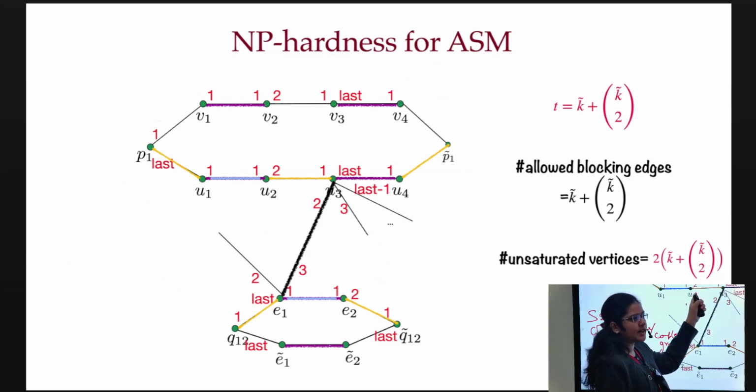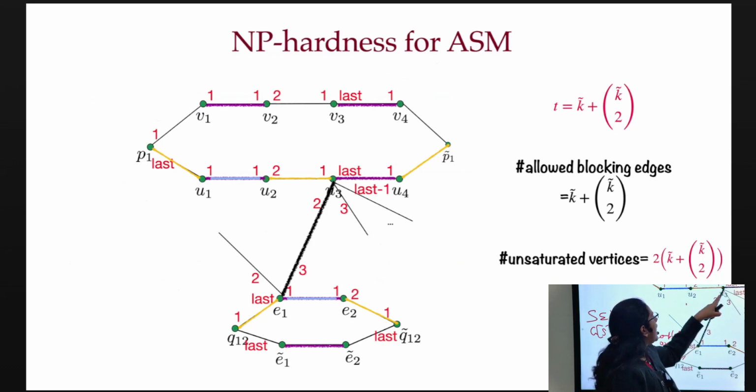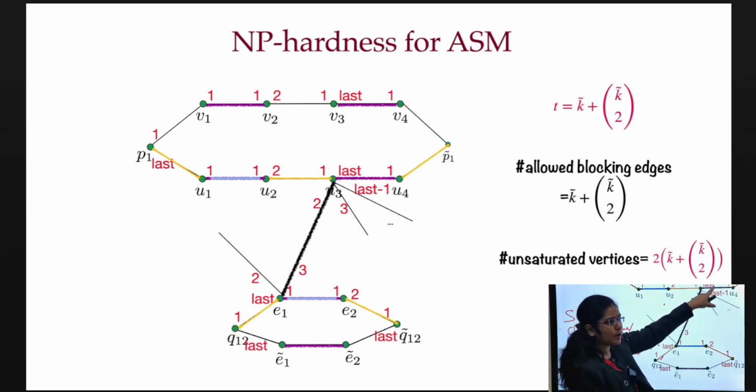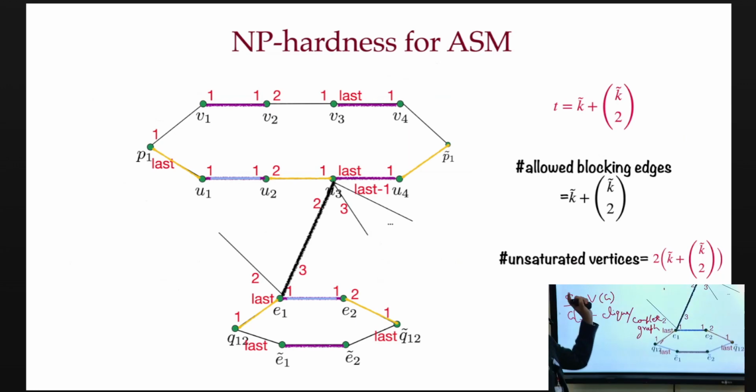U3 is matched to its first person, correct? So there is no blocking edge. Okay. What about U4? Because U4 is adjacent to just P1 tilde and U3, and U3 is matched to its first person, so this is not a blocking edge, right? And this is a matching edge, so fine. So vertex-wise we are fine.